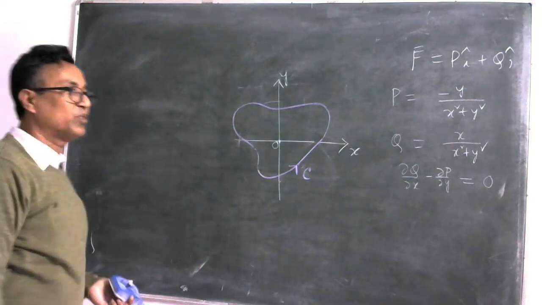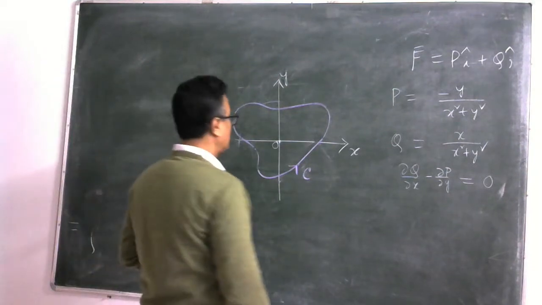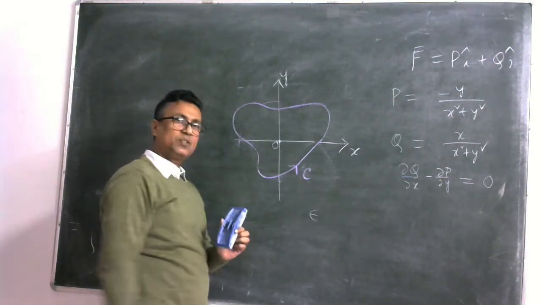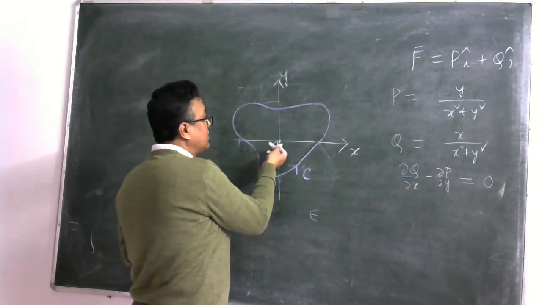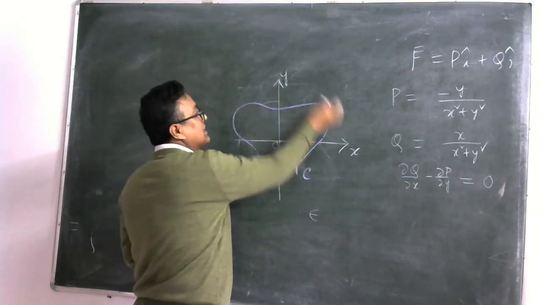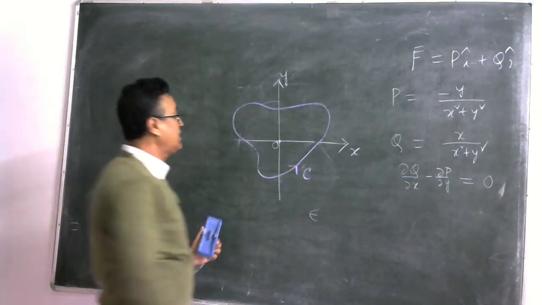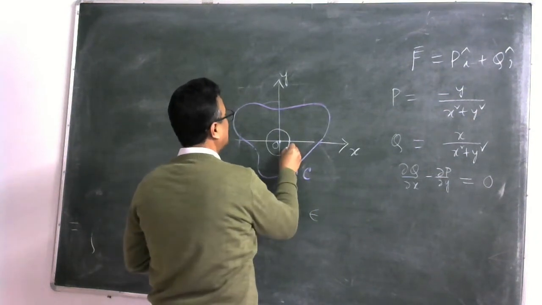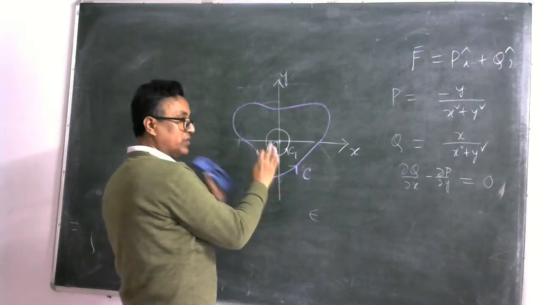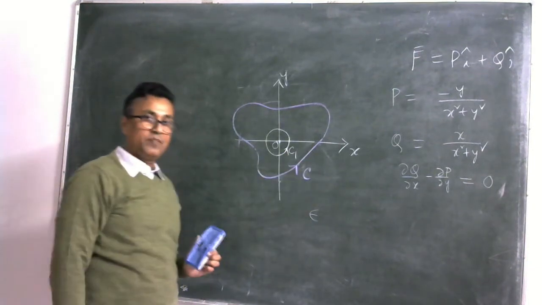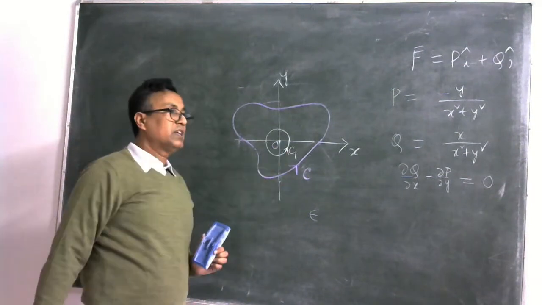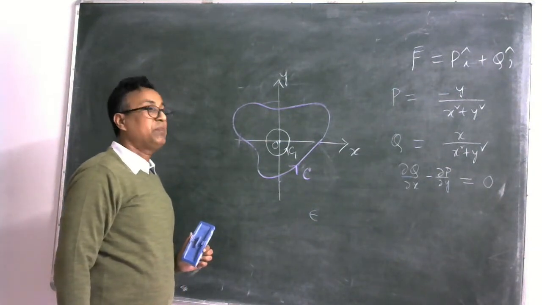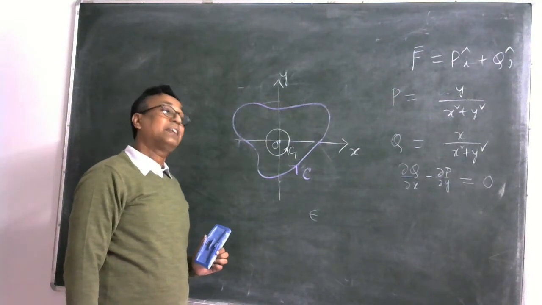So here, I am going to introduce a circle of radius, maybe say epsilon, or any radius you can take, which is inside the original curve C. Okay, so basically I am going to consider a circle C1 enclosed within the closed curve C. And remember, for this curve C1 also, I have taken orientation in the anti-clockwise direction.